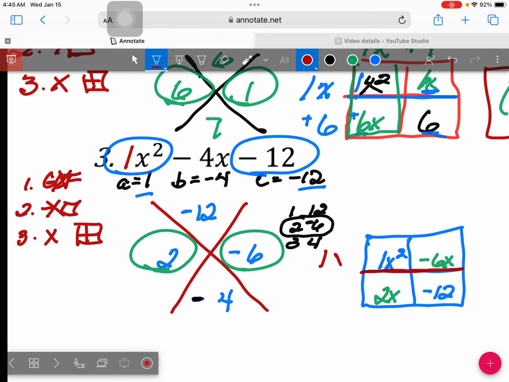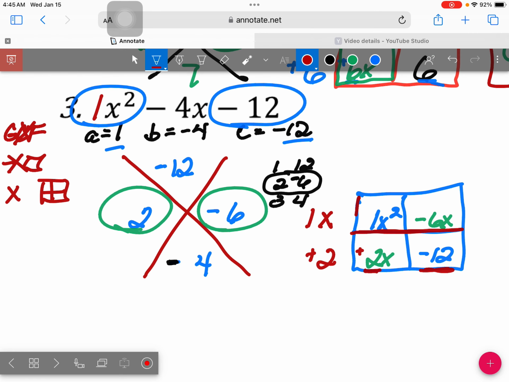X squared and x is going to be x. We've got 2 and -12. 2 is the smallest digit. 2 is also a factor of 12. And that is a positive, so this is also going to be positive.